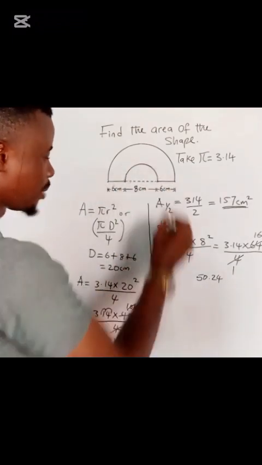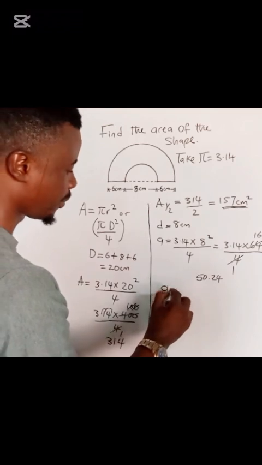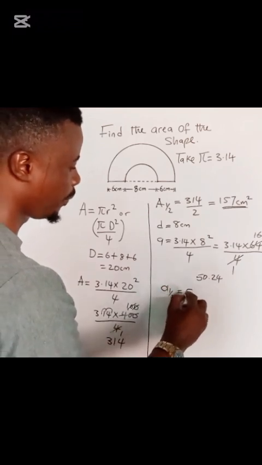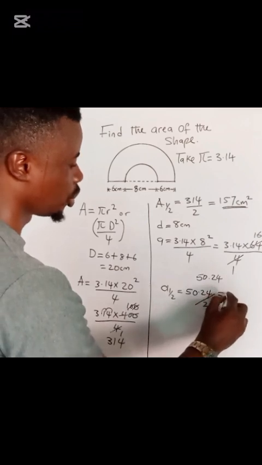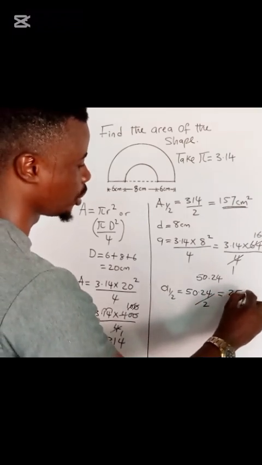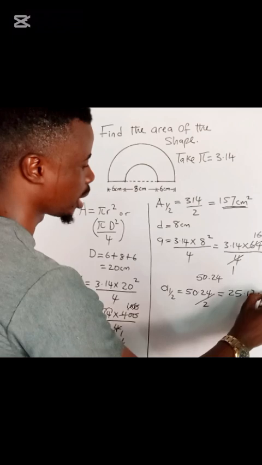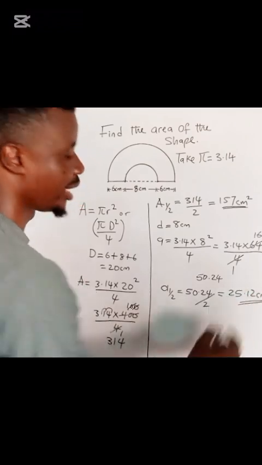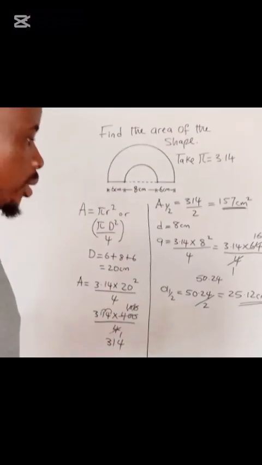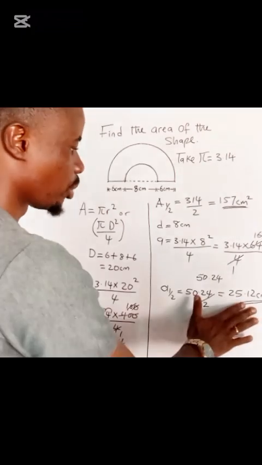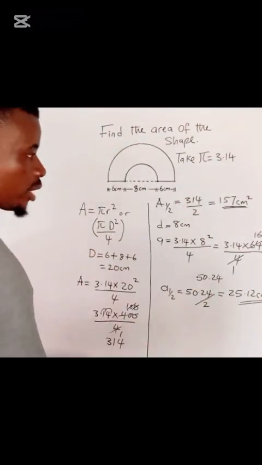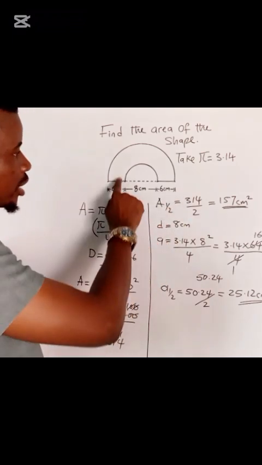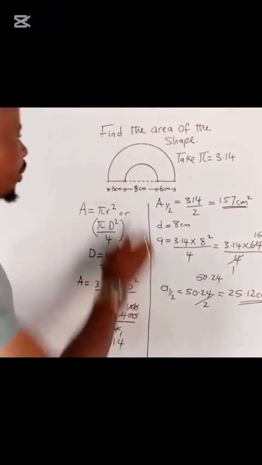So the area of this semicircle, I call it a half, is equal to 50.24 divided by 2, which is 25.12 centimeters squared. So that's the area of the smaller semicircle. So we've gotten the areas of the two semicircles, the major semicircle and the smaller semicircle. So what will be the area of this shape?